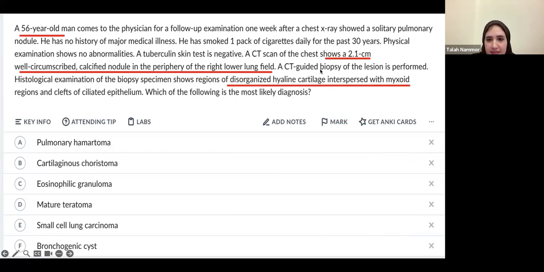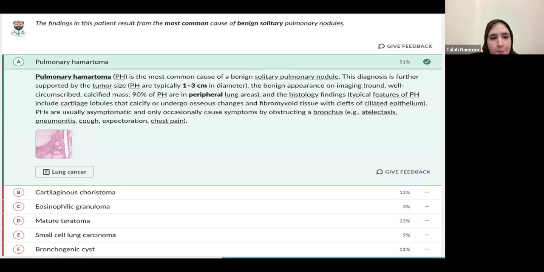So they did a biopsy and then they saw disorganized hyaline cartilage, okay, hamartoma. Why is it hamartoma? Because if you look at it, it doesn't give cancer vibes because there's no weight loss, there's no hemoptysis, there's no dry cough. It's an incidental finding. He went just for an examination and then he did an x-ray and found it. So it would make sense when it's a pulmonary hamartoma.